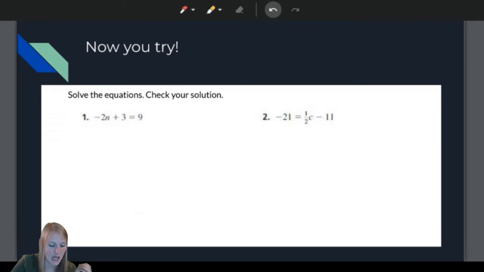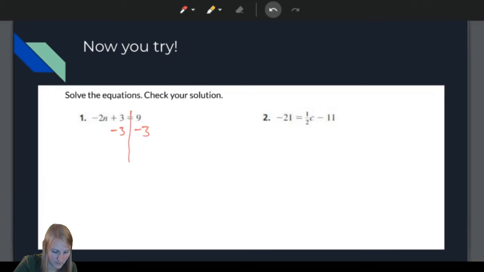So I have -2n plus 3 equals 9. I'm going to draw that line so that I know which sides of my equal sign I'm talking about. And again, I'm going to do what is closest to the n last. So first, I'm going to subtract 3 from both sides to keep my teeter-totter from being unbalanced. That gives me negative 2n equals 9 minus 3 is 6.